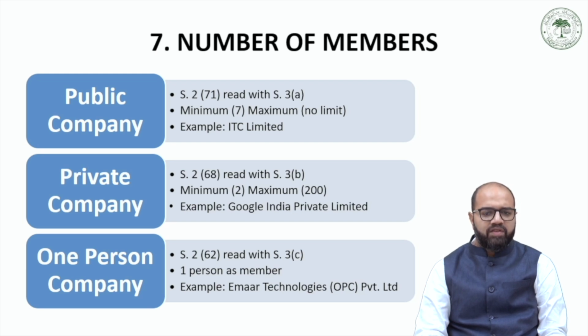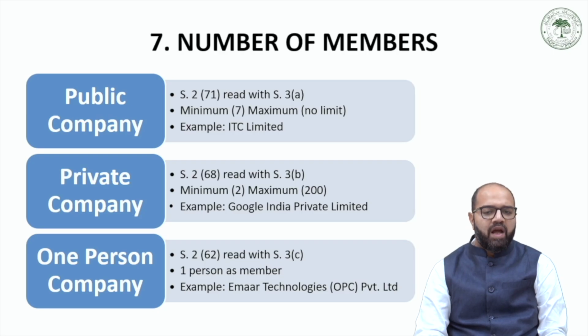Now let us examine Section 3, Subclause C of the Companies Act 2013 related to a one-person company. According to this provision, a company may be formed for any lawful purpose by one person where the company to be formed is to be a one-person company. So a one-person company can have only a single person as its member or shareholder. A one-person company can be a company limited by shares or a company limited by guarantee or an unlimited company.